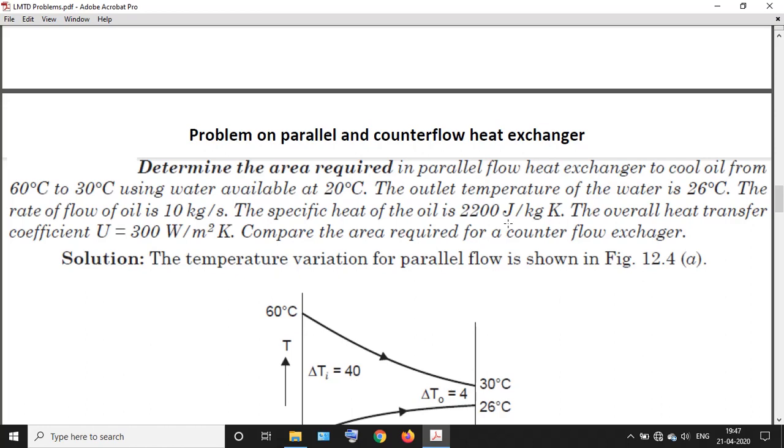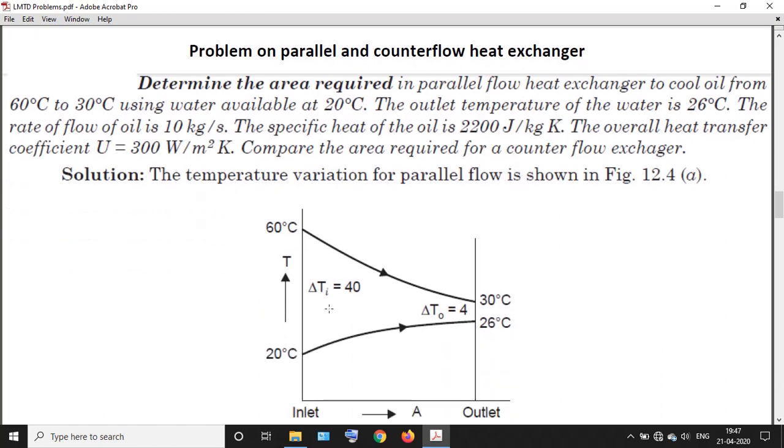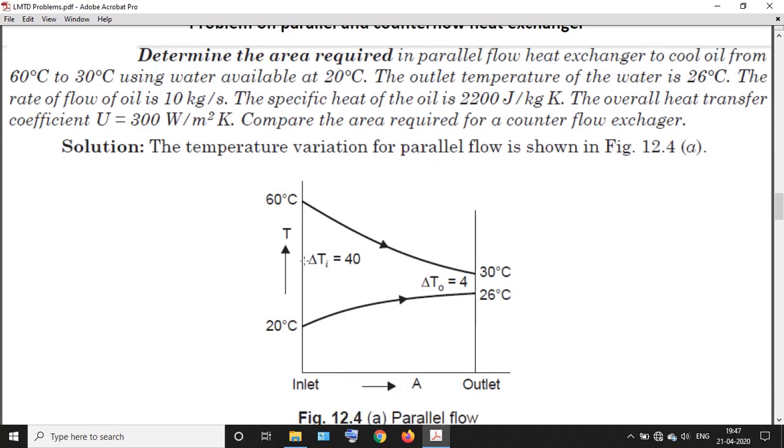Now whenever a parallel flow or counterflow heat exchanger comes, the first task you have to do is draw the temperature profile. Since it is a parallel flow, hot fluid temperature will decrease, cold fluid temperature will increase, and the directions are the same. Try to write down all the temperatures. So hot oil inlet temperature is 60 degrees centigrade, outlet temperature is 30, and note down 20 degrees centigrade and 26 degrees centigrade. Now we are asked to find out the area.